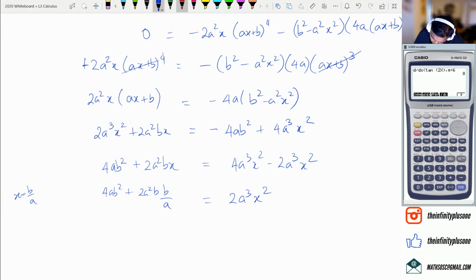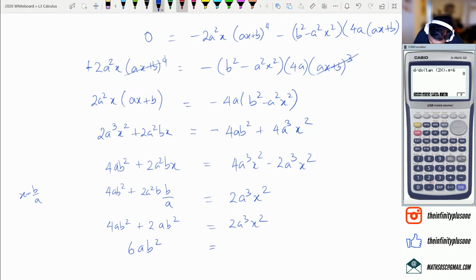What is that going to give me? 4ab squared plus 2ab squared equals 2a cubed x squared. So this becomes 6ab squared. We're kind of getting along nicely here. Equals 2a cubed x squared.